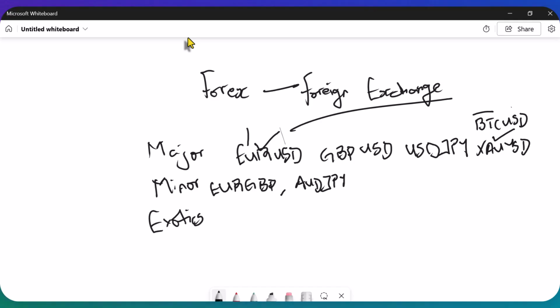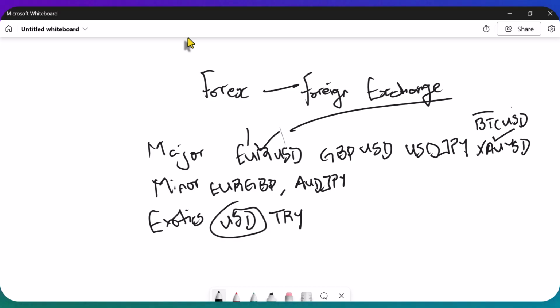Now, the minor pairs, for example, EUR GBP and AUD JPY, and then the exotics. The exotics combine a major with a less common currency. For example, USD, we know that the US dollar is a major currency, against the TRY, which is the Turkish lira. Yes, Turkish lira. I wanted to remember that.